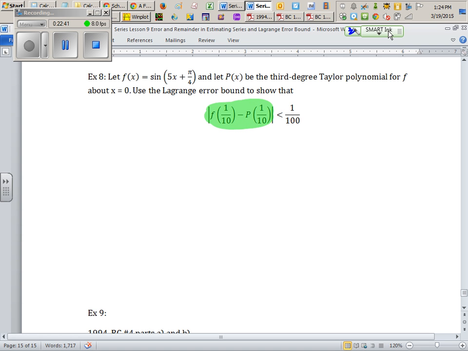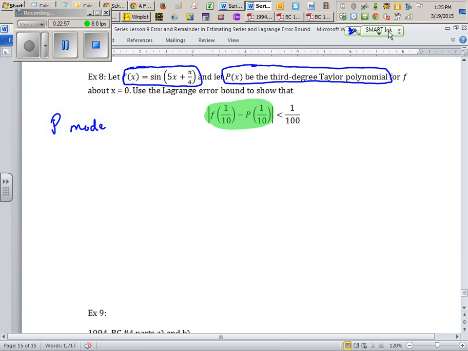Here's what it means. F is this function, right? P is a third degree Taylor. That means that P is supposed to be kind of a model of F. So P models F. You understand? So we wouldn't expect much error. And if you look closely at what this is asking for, error. This green thing right here is error.